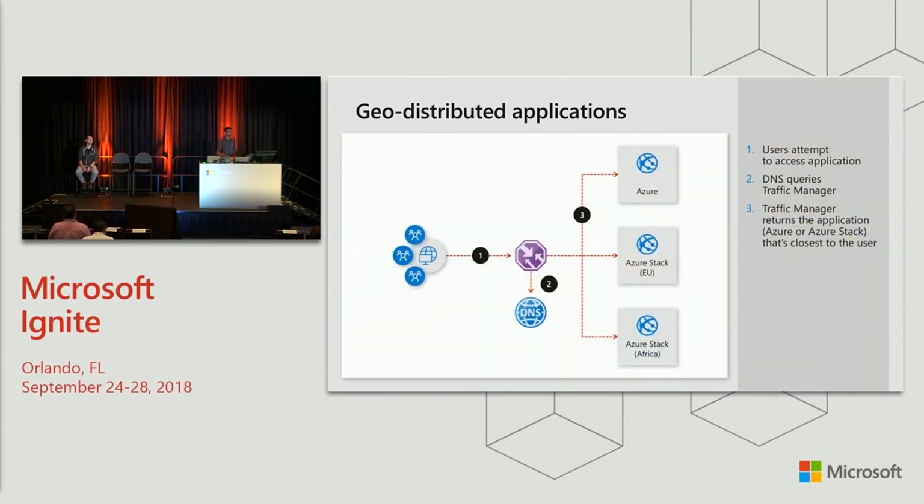This one's fairly simple. Users attempt to access an application. Again, our friend Traffic Manager can use geographic routing to return the application that's closest to the user, be it Azure or an Azure Stack.